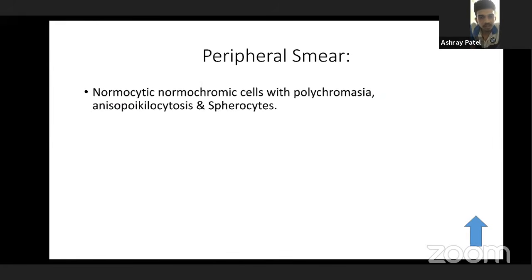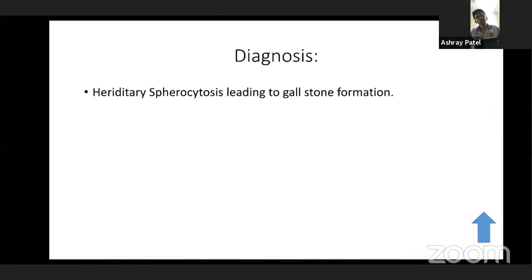Peripheral smear showed this. Okay. So it looks like because of spherocytes, it may be hereditary spherocytosis. Yes, very good. So we have come to the diagnosis of hereditary spherocytosis.